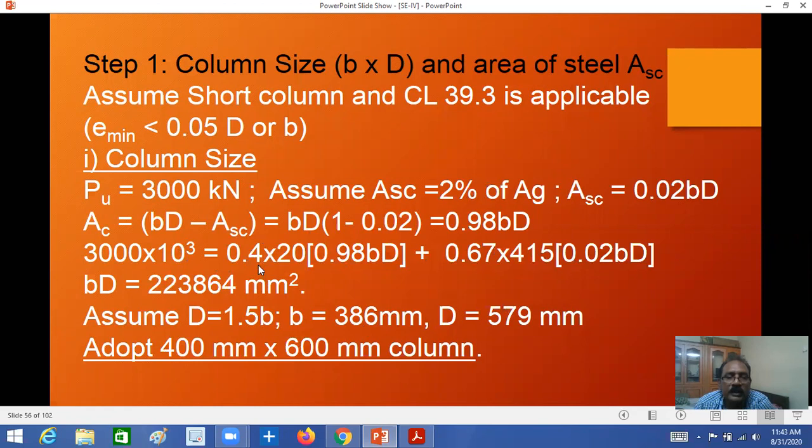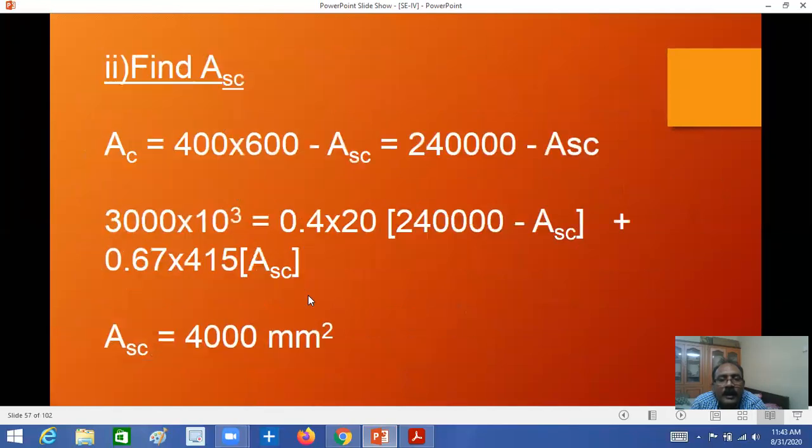Now what is BD? You will get 2,23,864 mm square. Assuming D is 1.5 B, that is, the depth to breadth ratio is 1.5, then you will get B as 386 and D as 579. So the column size is 400 by 600, giving 2,40,000 mm square, which is more than what is required. In this way, we have to calculate B and D.